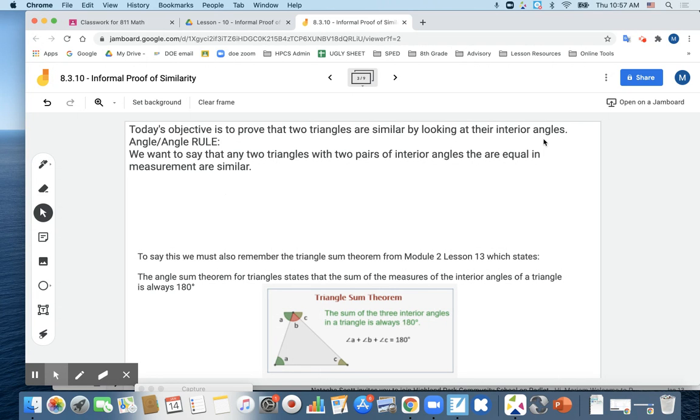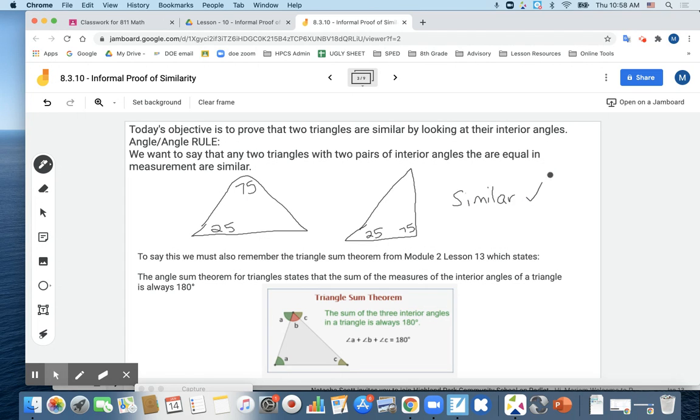So you have a new rule today. The rule is called the angle rule. And we want to say that any two triangles with two pairs of interior angles that are equal, congruent in measurement, are similar. So if we have two triangles, let's just say they have two angles that have the same measurement, the same degree angle, then they are similar. Okay.